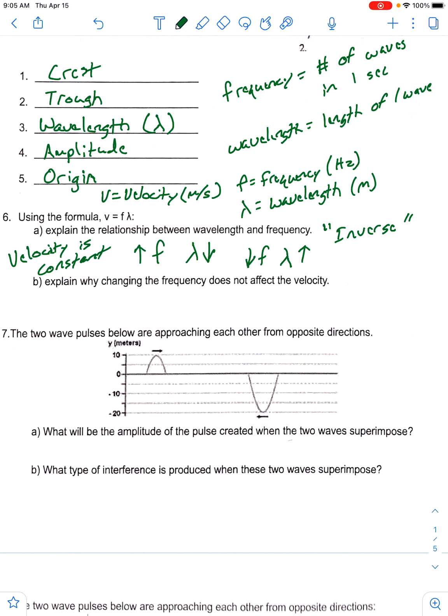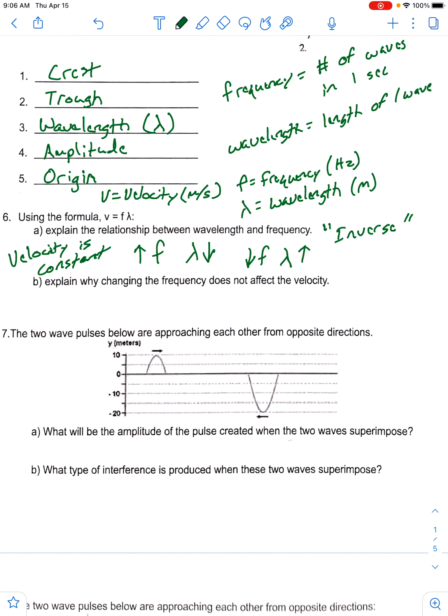Remember, frequency is the number of waves in 1 second. If I were to make my wavelength shorter, I could fit more waves in 1 second. So that's why frequency is going to go up and wavelength is going to go down. If I made my wavelength longer, my frequency is going to go down, because if I'm making my waves longer, I can't fit as many waves into 1 second. So frequency is going to go down.